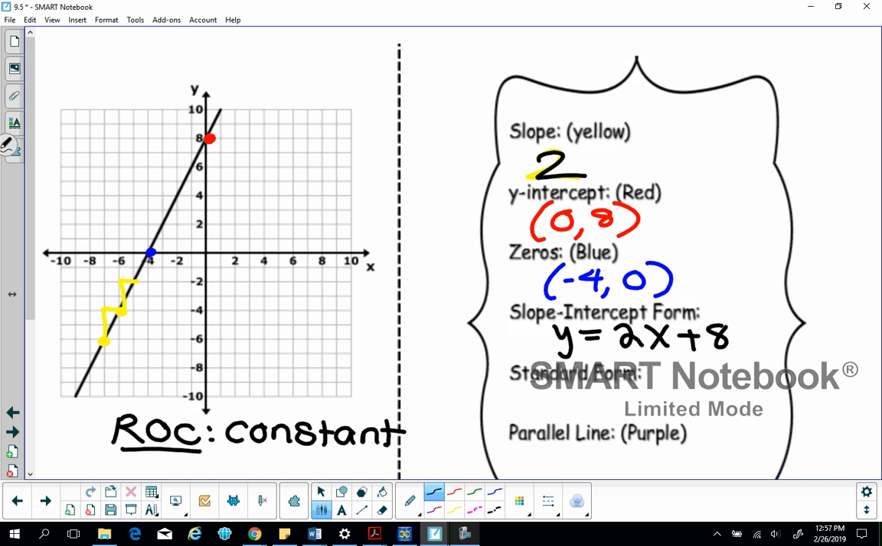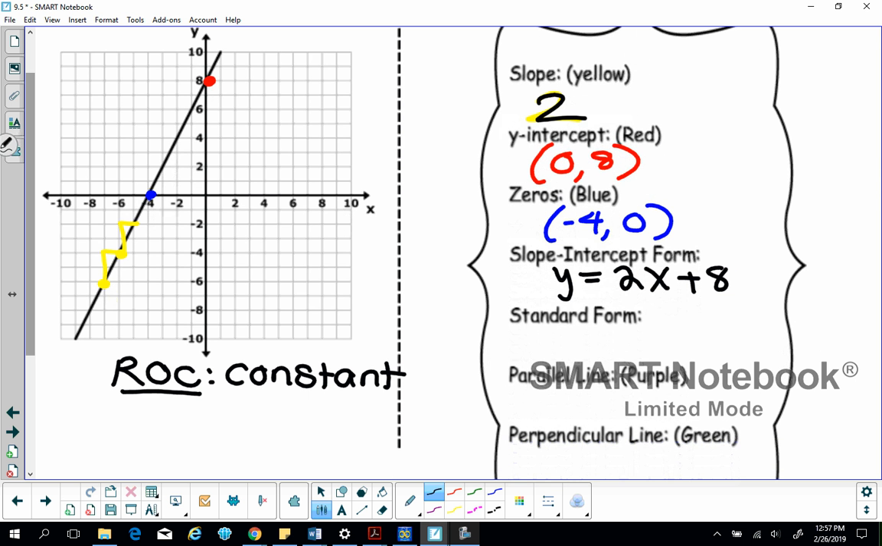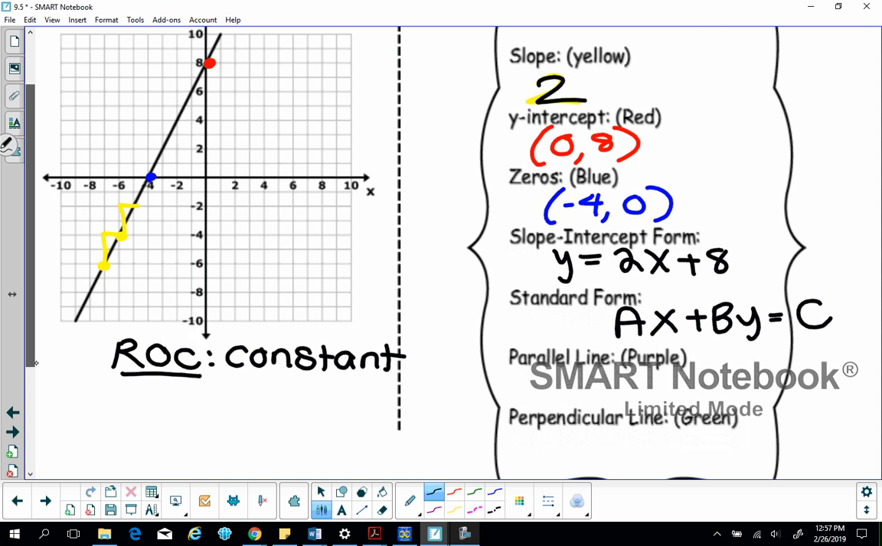So you guys just did this basically with a table on your test. Now, standard form. What is standard form? What's the equation? Yeah. Ax plus by equals c. I'm not making you do that over here. Ax plus by equals c.